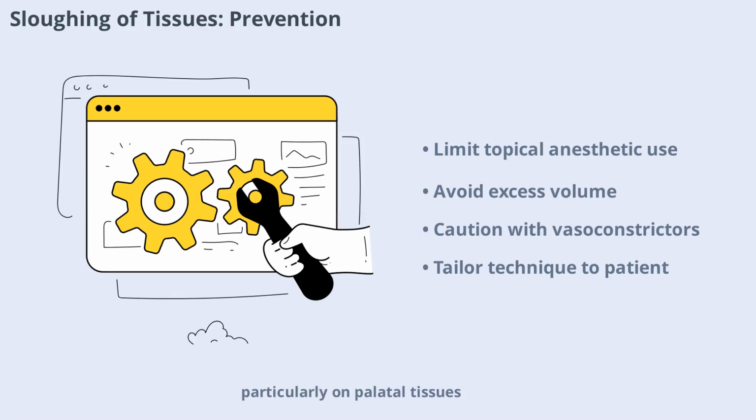To prevent sloughing of tissues, it's essential to use topical anesthetics for only the recommended duration and avoid excessive volumes, particularly on palatal tissues. Exercise caution when using high concentrations of vasoconstrictors, as these can increase the risk of tissue ischemia and necrosis. Selecting the appropriate anesthetic agent and technique for each patient's needs is key to minimizing this complication. Proper technique and vigilance during administration can greatly reduce the risk.